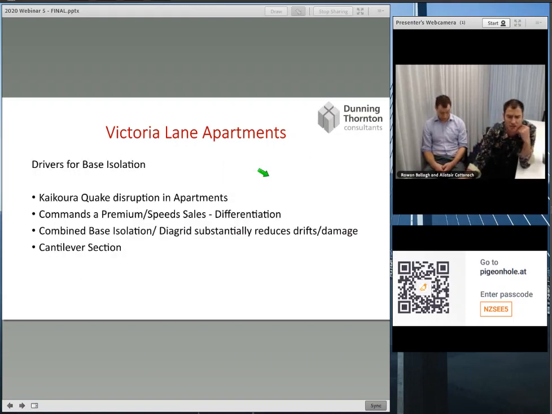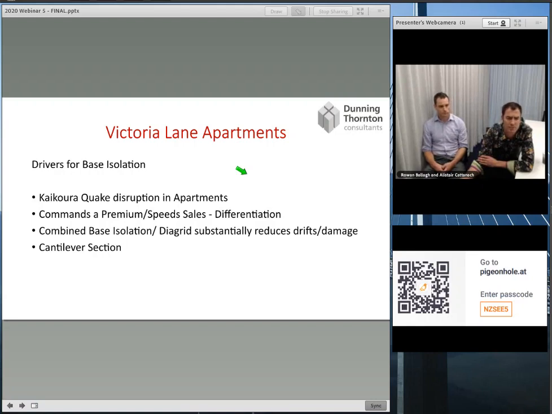So the drivers for base isolation: this isn't on the waterfront, this is an A to A plus grade apartment building. But some of the apartments in the higher end were disrupted because of the higher shaking around the Wellington waterfront in Kaikoura. So there was a concern that well-priced higher end apartments wouldn't sell so well because of some of that concern. So there was the idea that you could base isolate and then sell for a premium over the top of other buildings around there, even though you weren't in a waterfront situation. And as it happened, they sold like hotcakes, which was great for our developer and keeping the project going.